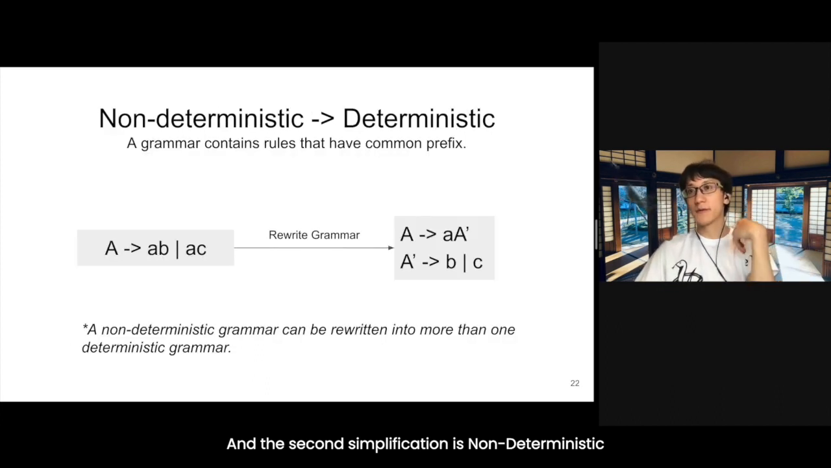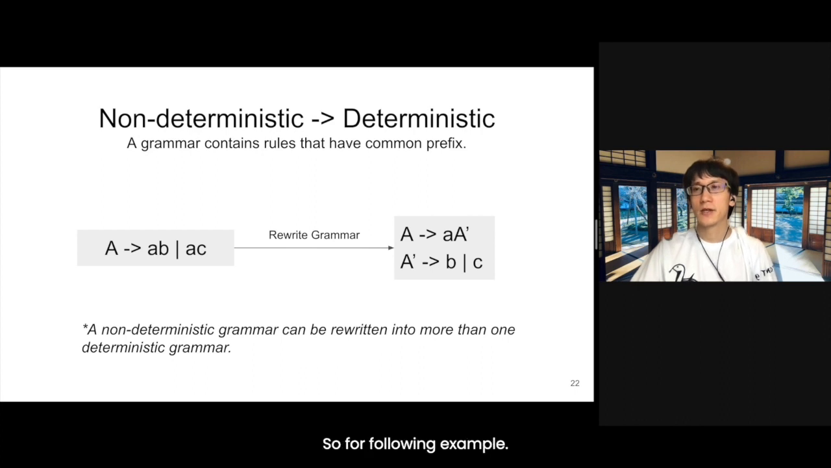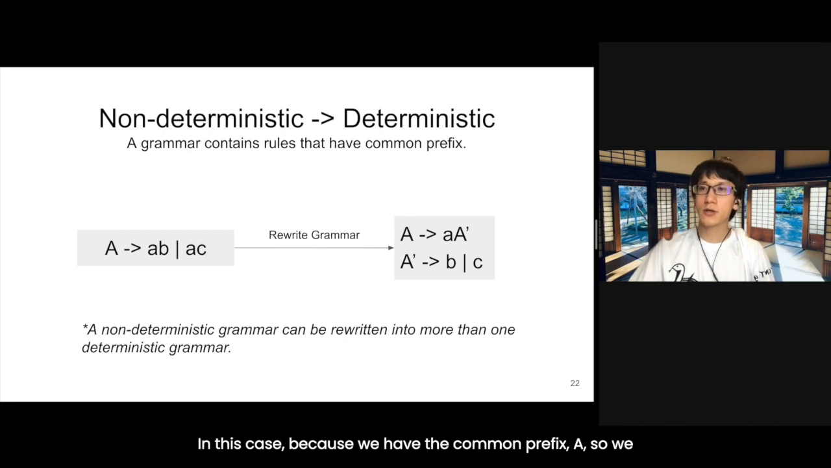The second simplification is non-deterministic. The meaning is that a grammar contains rules that have a common prefix. For the following example, a non-terminal A can derive to terminal AB and terminal AC. In this case, because we have the common prefix A, we can rewrite the grammar with another non-terminal and eventually generate a grammar like this.